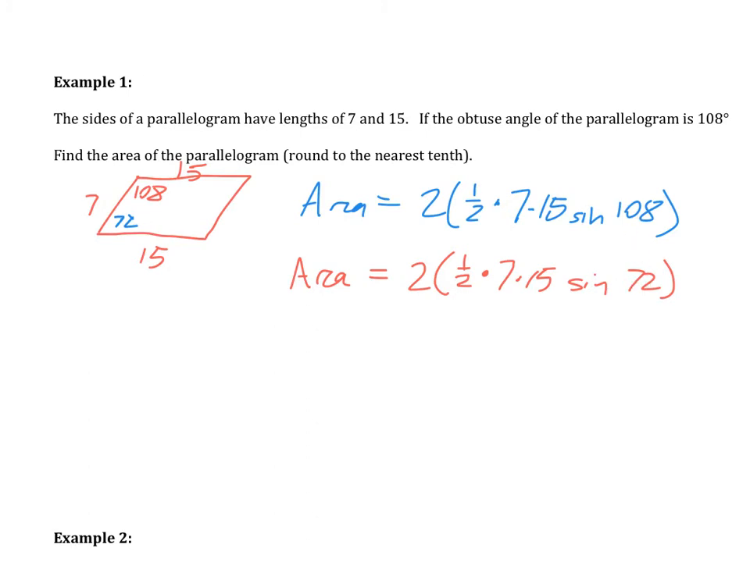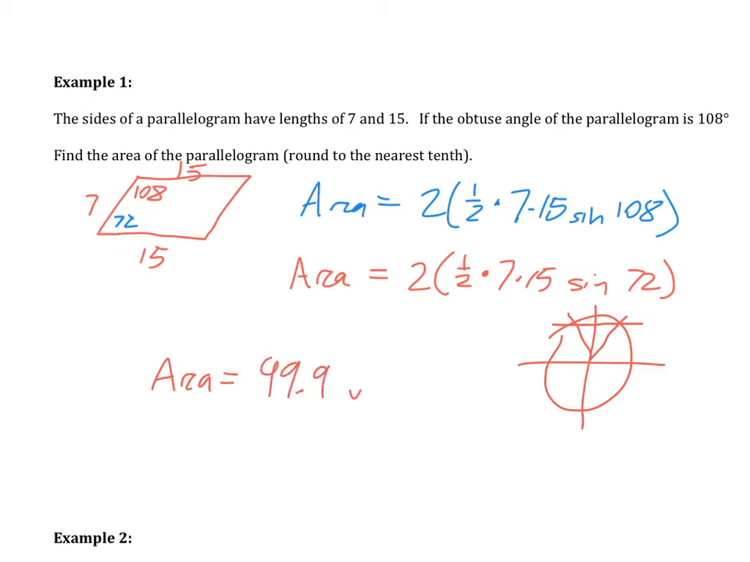Well, this goes back to our unit circle. 72 and 108, they're going to be at the same height on our unit circle. So those two angles are going to have the same y values, so those two are going to be equal. So regardless of which way you choose to do this, you're going to have the same value. So the area equals 99.9 units squared.